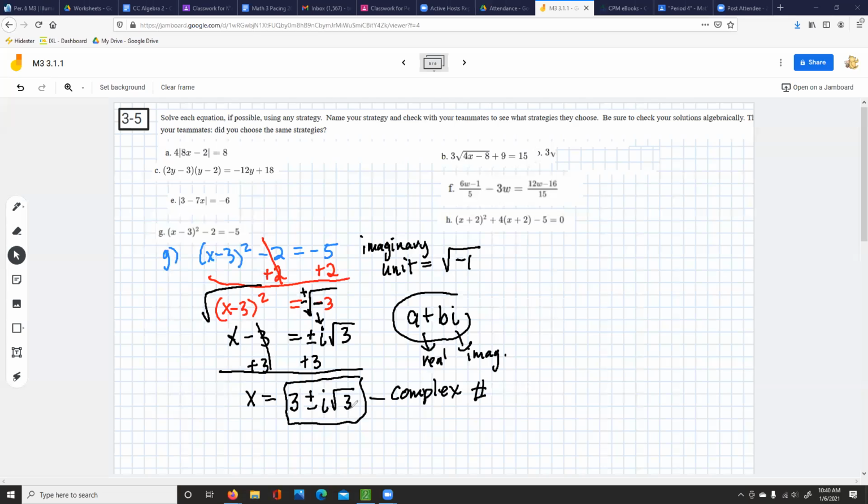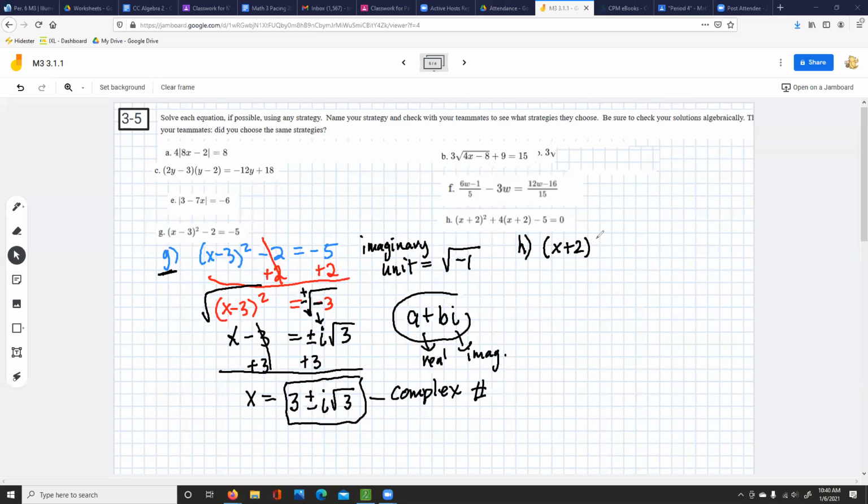You could get this using the quadratic formula too, but it's not in standard form, so we wouldn't want to use the quadratic formula. Okay, we got an imaginary answer. This is why I wanted to do G, because we haven't done imaginary numbers in quite a while. Okay, H we need to do too. Last one on this section. And H is very similar to number 6, so it'll help us with number 6. And hopefully we're almost done.